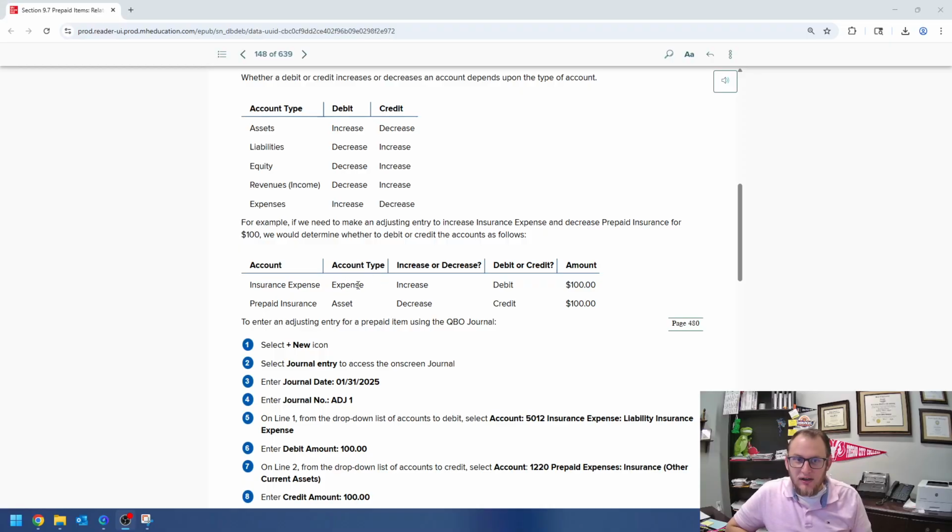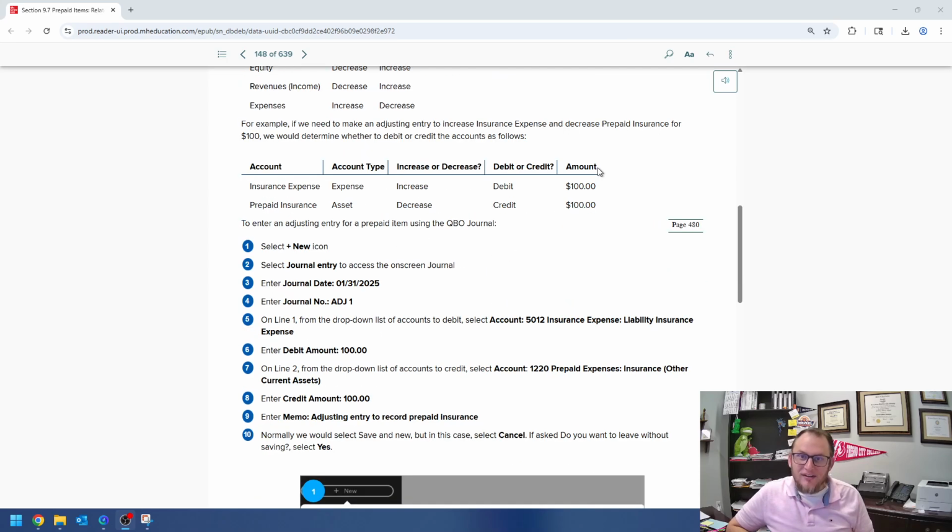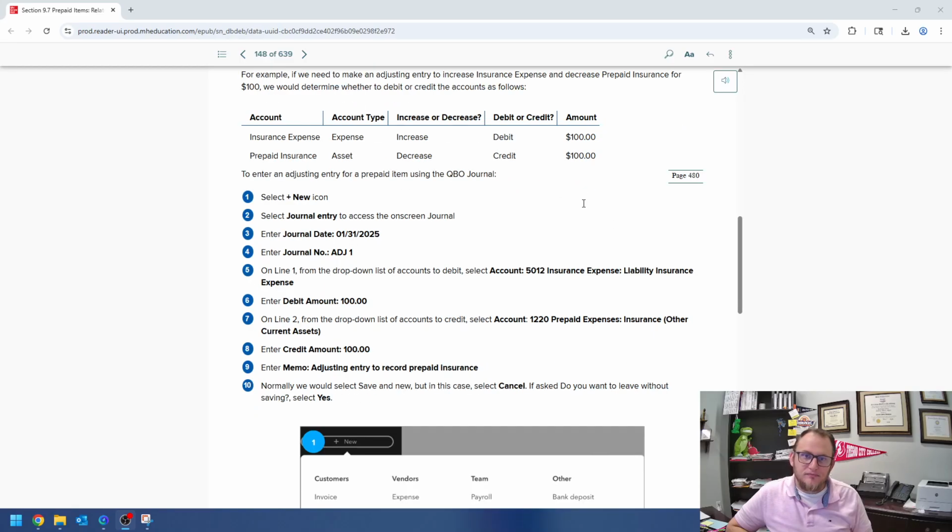Well, we look here. This is an expense, and if we want to increase it, we have to debit. And the prepaid is an asset. If we want to decrease that, we have to credit it. And the amount was $100. So that is going to be our entry, a debit and a credit to these two accounts for $100.